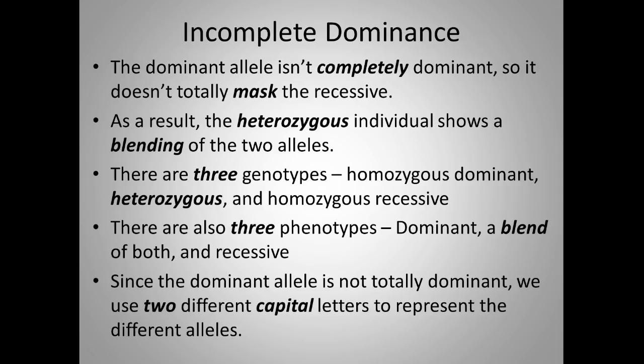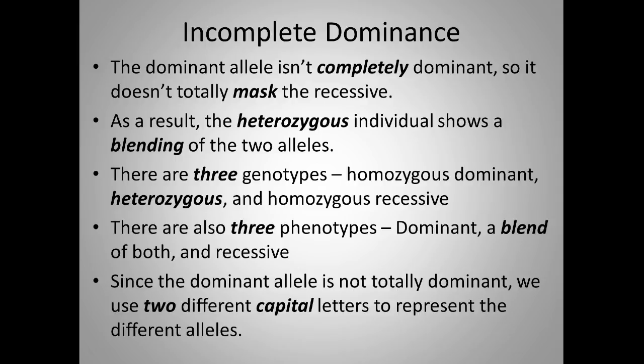Now, incomplete dominance works a little differently. There isn't really a completely dominant allele. So one allele doesn't really mask the effect of the other allele. So as a result, if you have a heterozygous individual, it actually shows a blend of the two alleles. So you still have three genotypes. Now, homozygous dominant and homozygous recessive don't really apply in the same way for these, but when we say homozygous dominant, we just mean two alleles of the same. Heterozygous, two different alleles, and homozygous recessive, two alleles that are both the same.